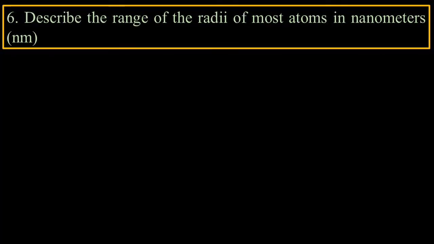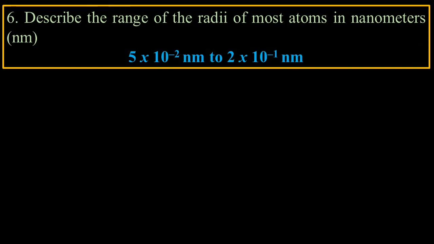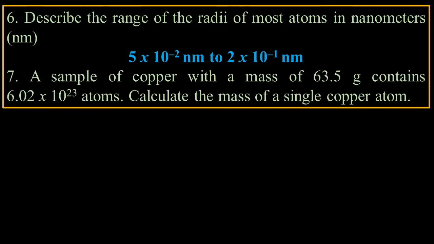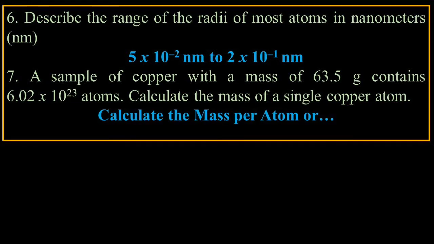Describe the range of radii of most atoms in nanometers. Nanometers. That's billionth. 5 times 10 to the negative 2 nanometers to 2 times 10 to the negative 1 nanometers. And remember, that's nanometers. A sample of copper has a mass of 63.5 grams. It contains 6.02 times 10 to the 23rd atoms. Calculate the mass of a single copper atom.